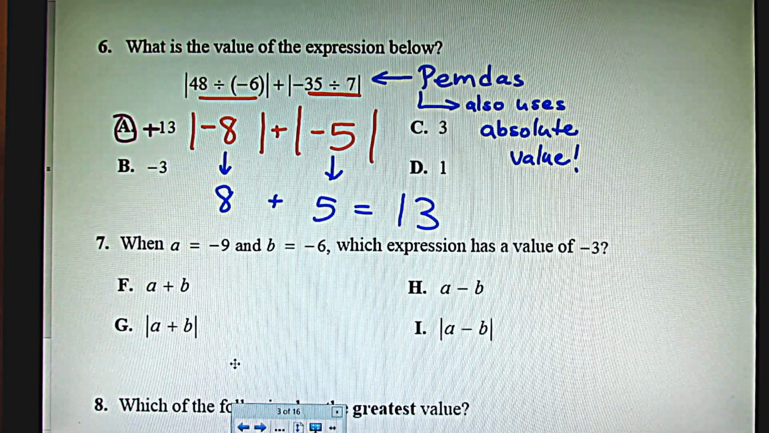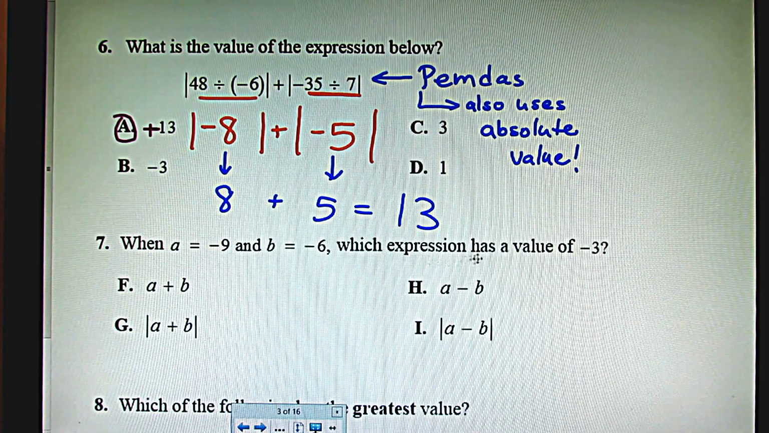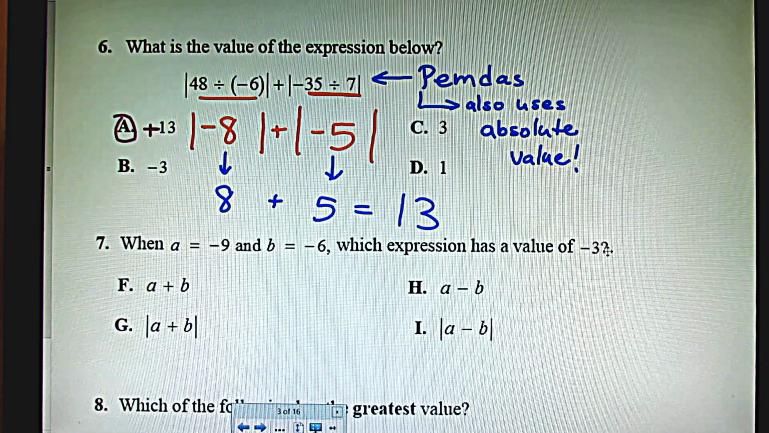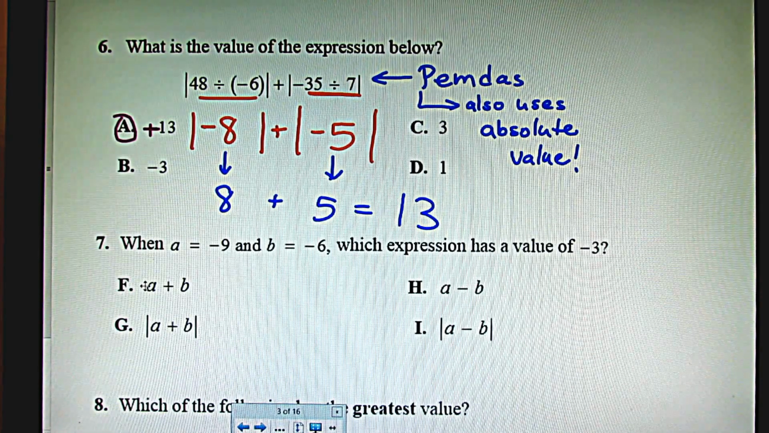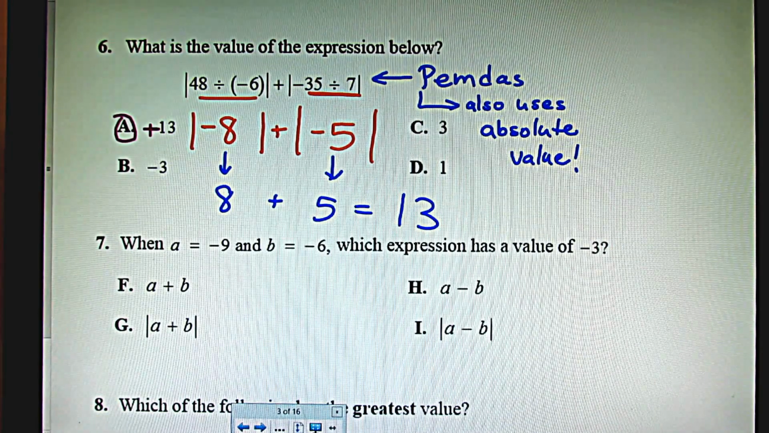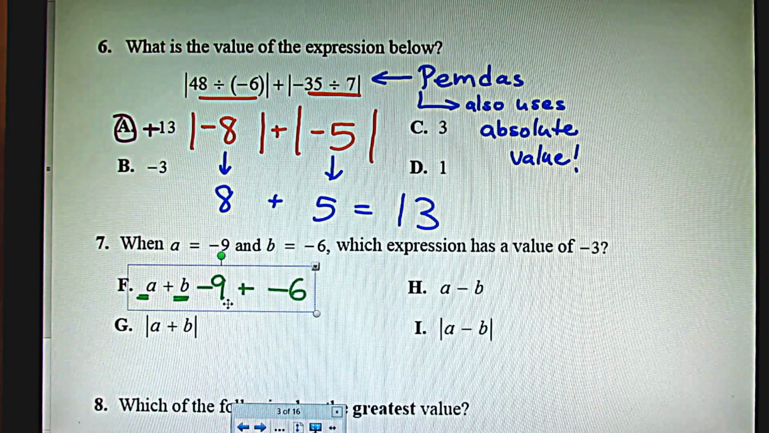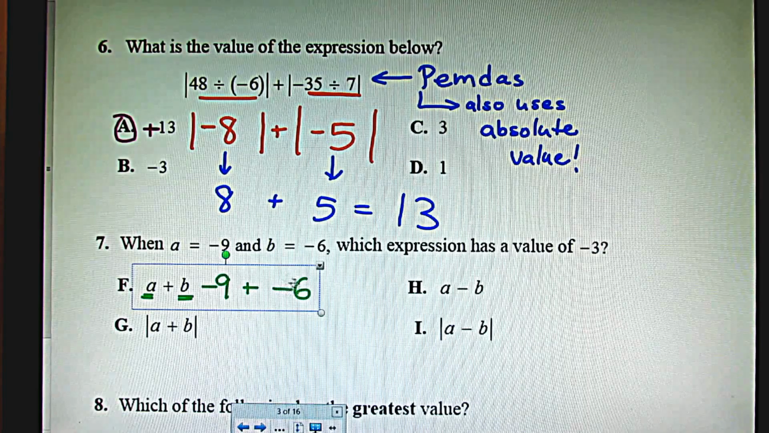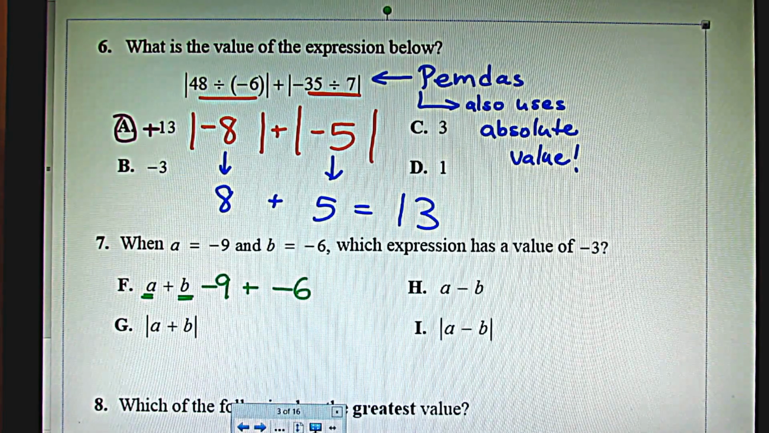Next question, number 7, says when A is negative 9 and B is negative 6, which expression has a value of negative 3? This is really similar to one of the ones that we had done before. Again, I have to substitute in the value of A, negative 9, and the value of B, negative 6, into each of these expressions. So here's the first one: A, negative 9, plus B, negative 6. So I'm going to write negative 9 plus negative 6 next to that first problem.